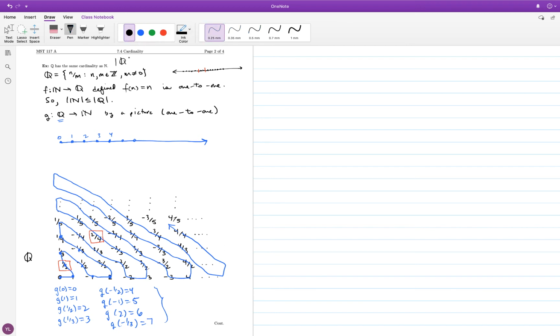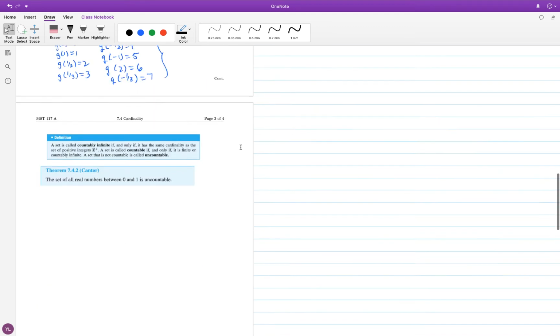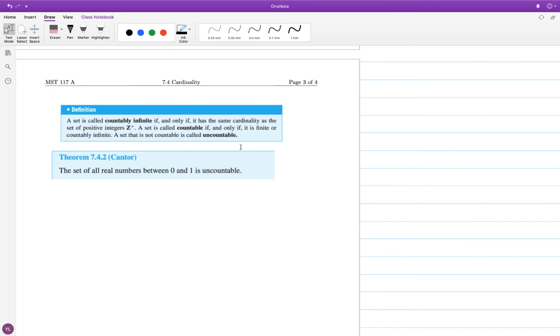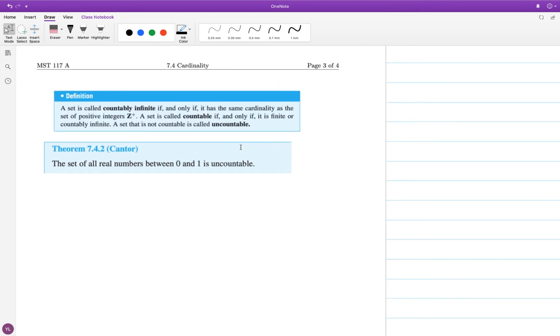Even though Q looks a lot bigger than N, it almost seems like one dimension up from N, it has exactly the same amount of elements in this way as the natural number set. Okay, so let's start digging a little bit deeper into infinite cardinalities then.